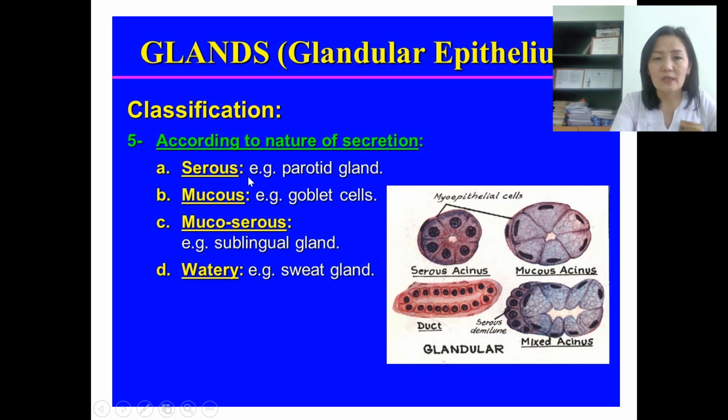Next classification of exocrine glands. According to the nature of secretion, exocrine glands can be serous glands, like parotid glands. The secretory portion of serous glands consists of serous cells. Mucous glands, for example, goblet cells, are mucous. The secretory portion of this gland consists of mucous cells, mucocytes. And there are the mucoserous glands, or we can say mixed glands, because the secretory portion consists of mucous cells as well as serous cells. That's why we can say mucoserous gland or mixed gland. There are many classifications.